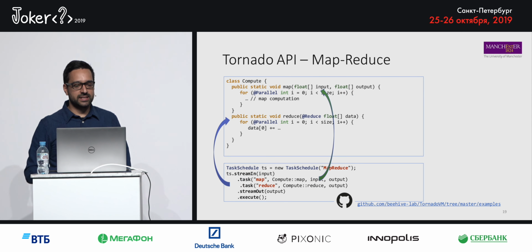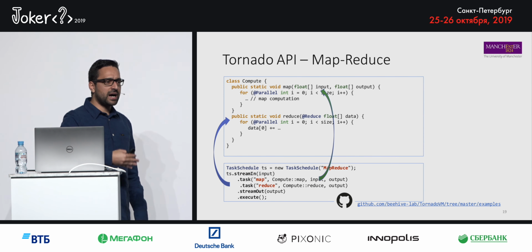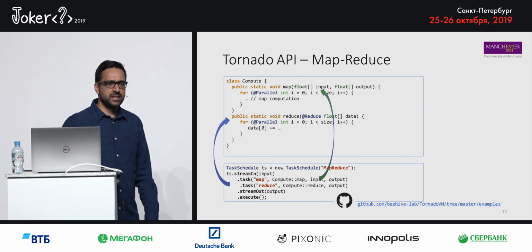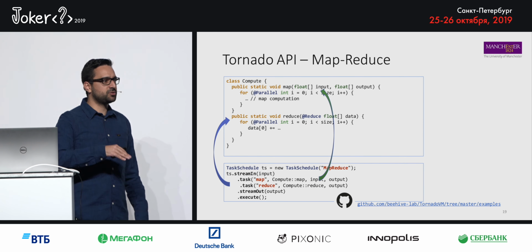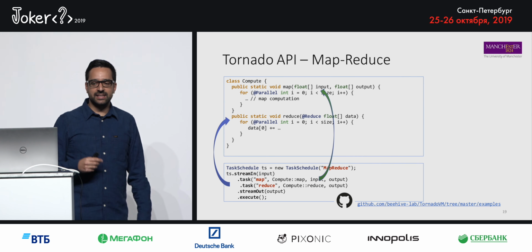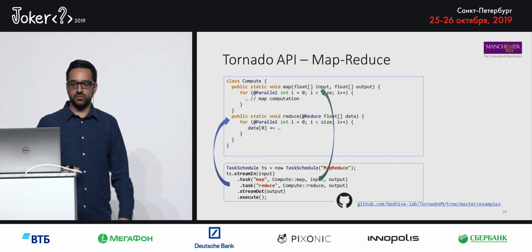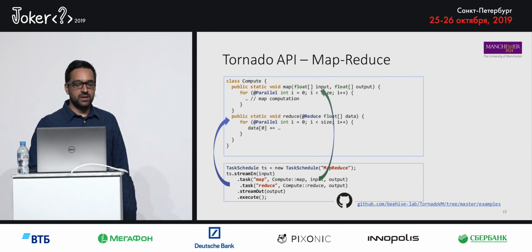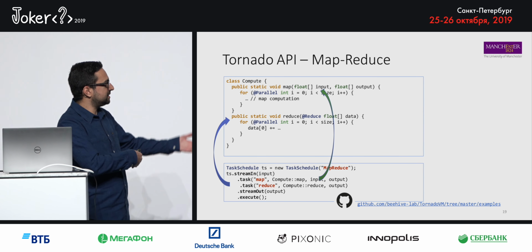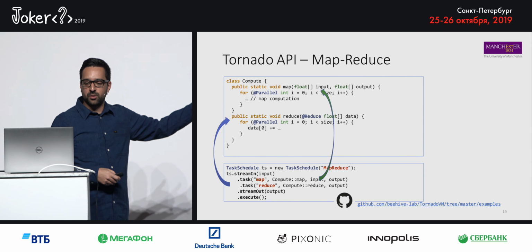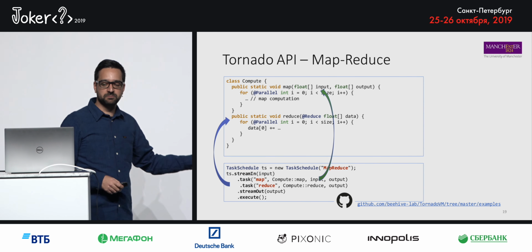Okay, so let me show you another example, MapReduce computation. And I show you this because there are other alternatives to Tornado you might have heard about. For example, APARAPI. APARAPI has problems to express MapReduce computation. And I want to show you how natural, how easy it is to express it with TornadoVM. So we have a class Compute, we have two methods, map and reduce, and then, as I showed you before, we have a task schedule, very simple, and two tasks. One to point to the map method, one to point to the reduce method. As simple as that.